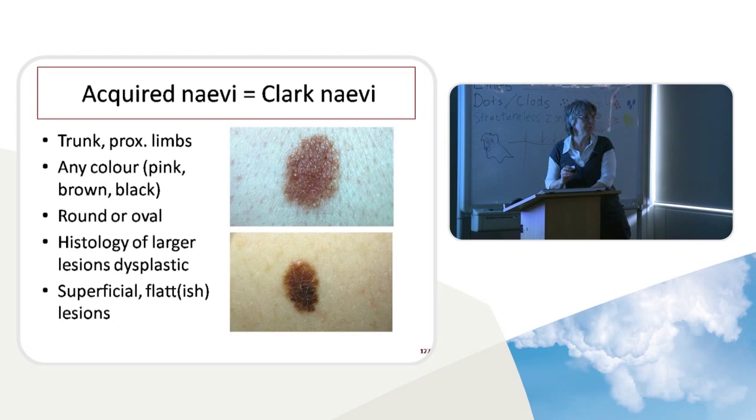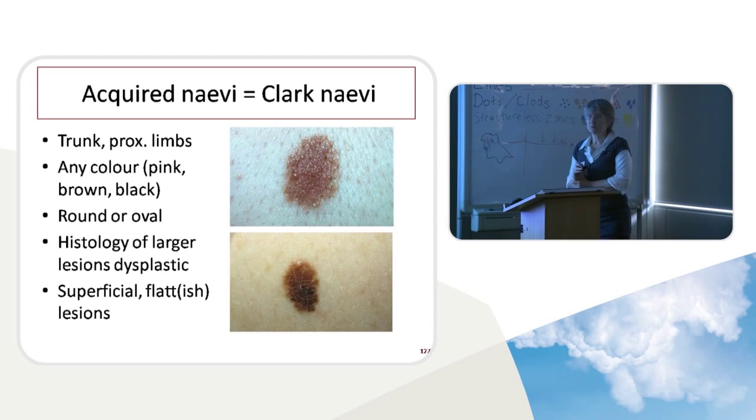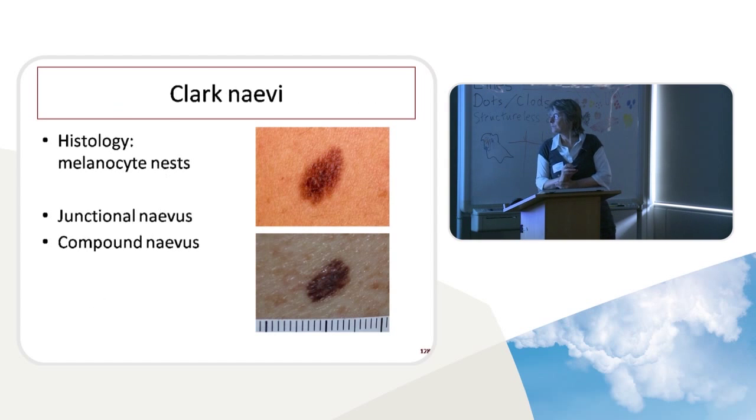They can be any colour from pink to black, and they mostly are a nice sort of roundish oval, but often they're rather odd shapes as well. And the histology is atypical the bigger the lesion. So the bigger it is, the more likely you'll get an atypical report. It doesn't mean the more likely it's melanoma, not at all. And they have a strong junctional component on histology. They may have a little bit of a superficial dermal component, but it's not a deep dermal component.